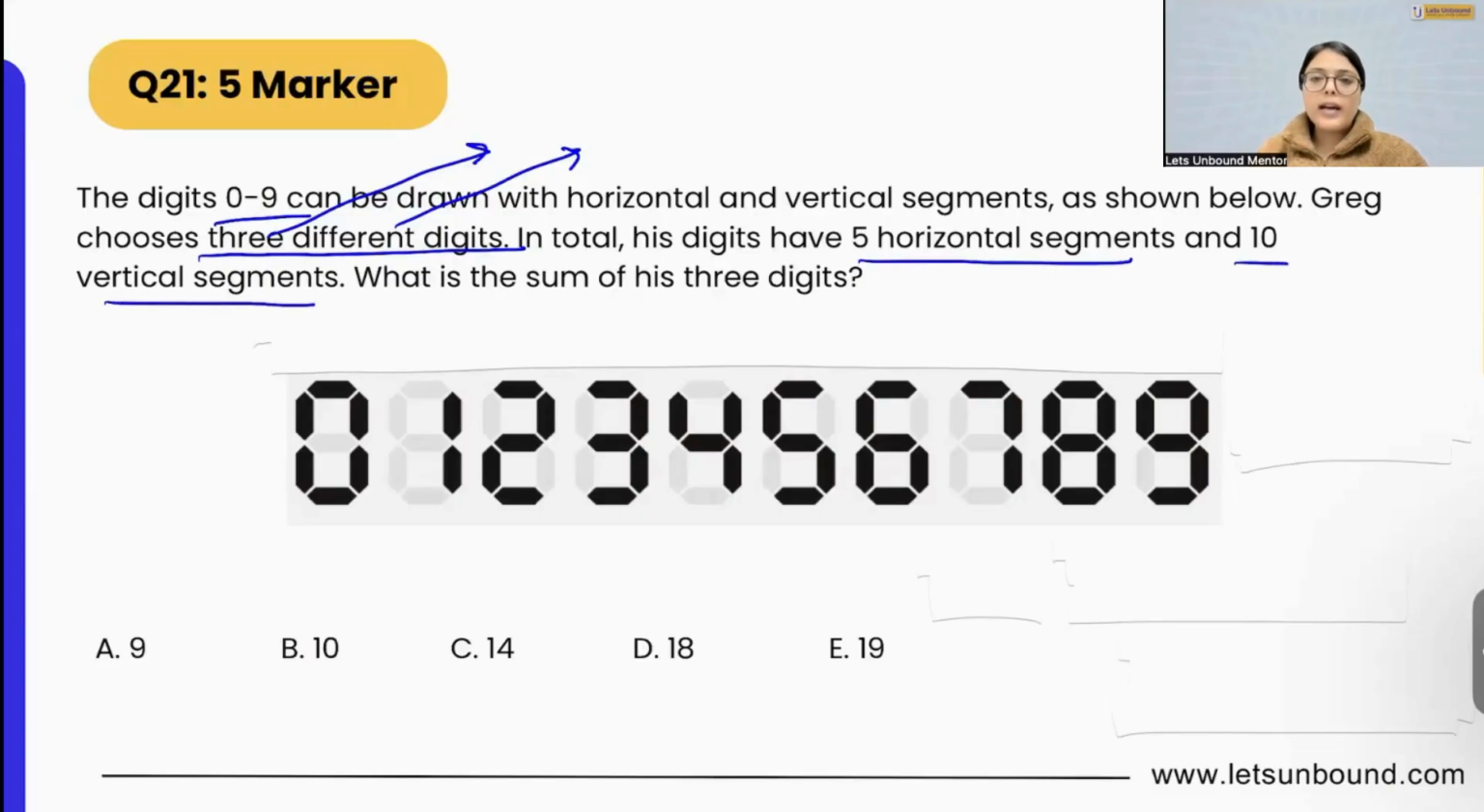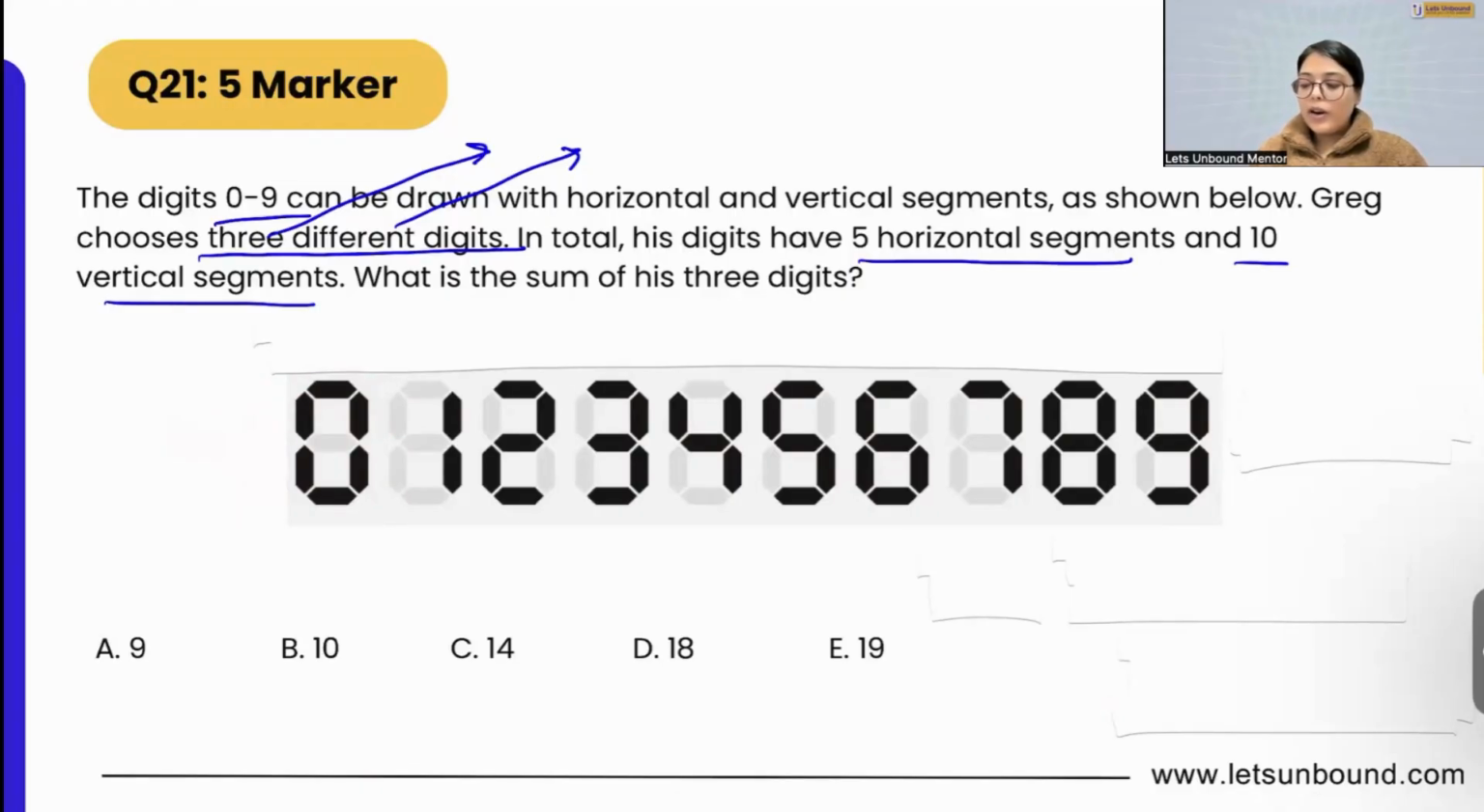Now, what do we mean by horizontal and vertical segments? So let's just have a look. If you look at this digit 0, you can see that 0 has horizontal segments, which are these two. Can you see? So there are 2 horizontal segments used in digit 0. And how many vertical? So you can see there are 4 vertical segments used for 0. So in total, horizontal segments are 2 and vertical segments are 4 for digit 0.